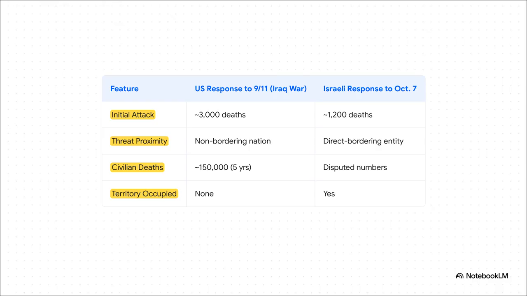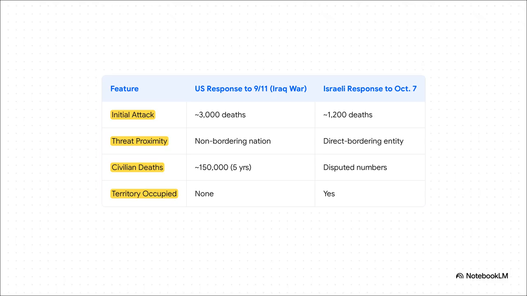On one side, you have the U.S. response to 9/11, a war against a nation on the other side of the world that resulted in an estimated 150,000 civilian deaths in just its first 5 years. On the other side, the Israeli response to October 7th, an attack from an entity right on its border. The paper's core argument here is that despite the vastly higher absolute number of civilian casualties in the Iraq War, widespread accusations of genocide against the U.S. just weren't nearly as common.